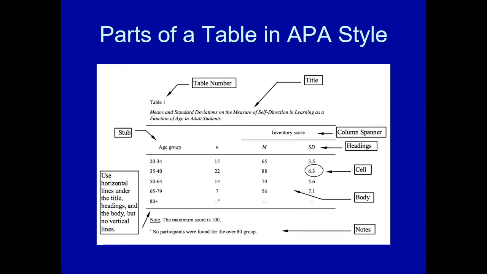If the cell can't be filled because there's no information available, so in this table, the age group 80 plus has no information, you'll want to leave it blank. Or if it can't be filled because you couldn't obtain the data or it wasn't reported, then you can insert a dash and explain the dash with a note underneath the table.